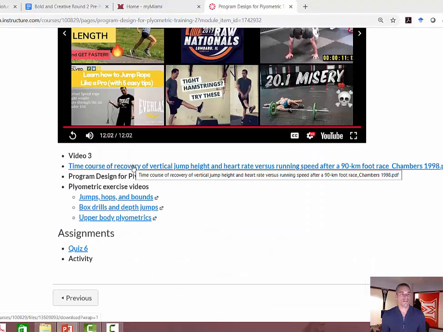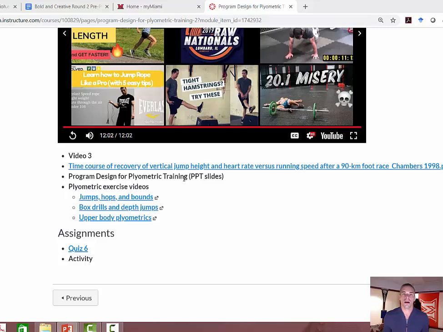So you see the scientific manuscript here called Time Course of Recovery of Vertical Jump Height and Heart Rate versus Running Speed After a 90-kilometer Foot Race. This is the scientific manuscript associated with the module here regarding plyometric exercise training. This is something I would like you to review ahead of class next week and be prepared to discuss that question: should athletes perform aerobic exercise before plyometric exercise, or vice versa?